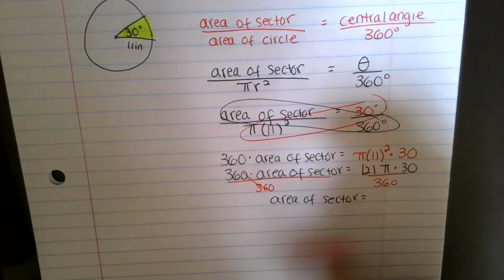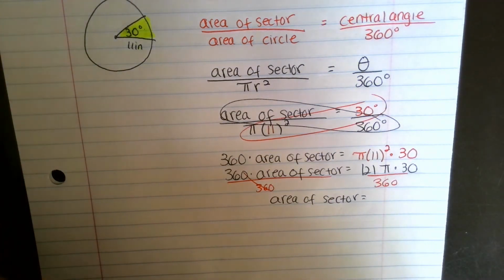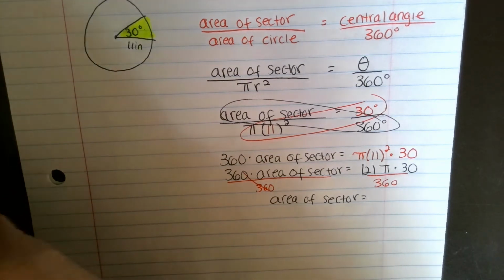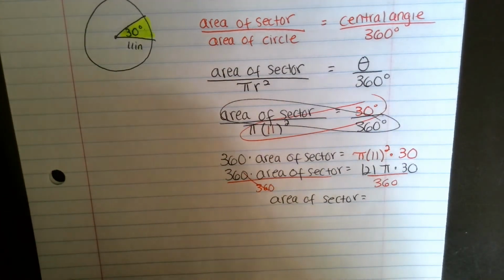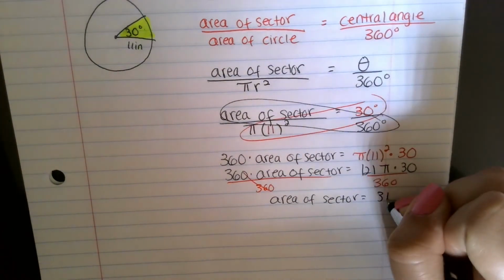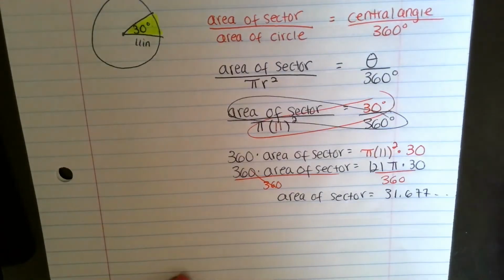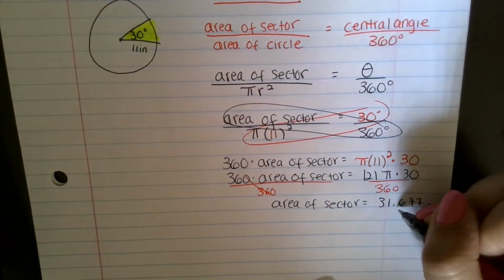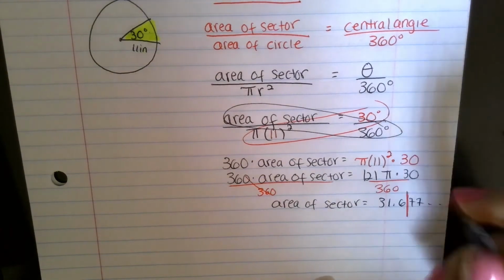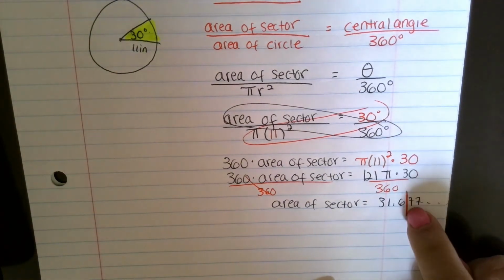So we're going to put all this in the calculator. We're going to do 121 pi times 30 divided by 360. So you're going to get 31.677 and so on. I have to round to the nearest tenth, so that means I'm going to stop at one decimal place. Now because this is 5 or greater, that's when you round up.